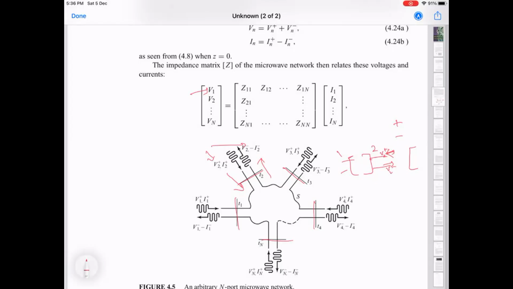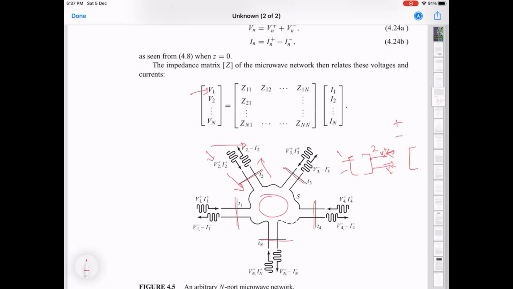Now, for an N-port network, you have N voltages and N currents. And the Z, or the impedance matrix, is just a straightforward definition which connects these two. And it's obvious that we don't know what's going on inside. So in general, the voltage at a particular point could depend on the currents at all the other ports, right? That's what the network is doing. It's sort of connecting all of these different terminals.